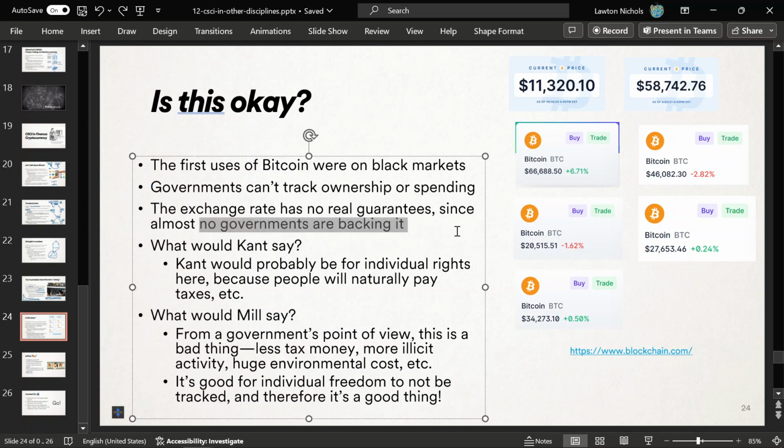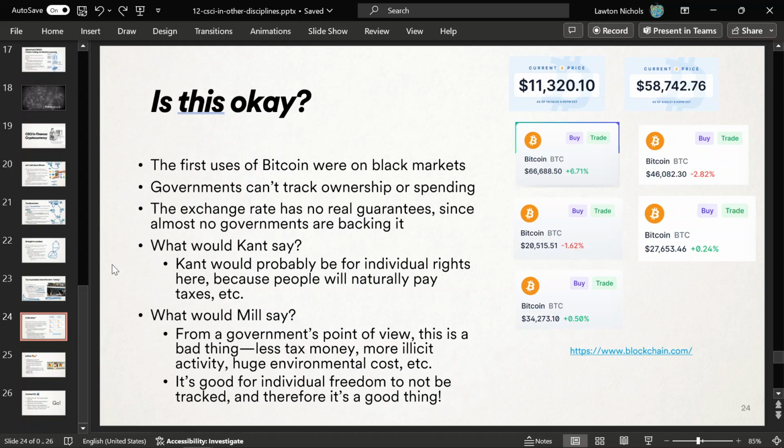Since no governments have any faith in this stuff because they don't like it, because they can't tax you based on it. So let's ask our boys. It's been a while. What would Kant say? Would he be pro cryptocurrency? I think Kant would say, yeah, he likes Bitcoin because Kant is for individual rights, and he thinks that people will, of course, want to pay taxes. That's just what they should be doing. Everybody should be paying taxes, even on their cryptocurrency. So Kant would be all for a new option for money.